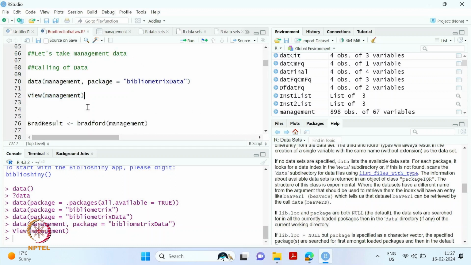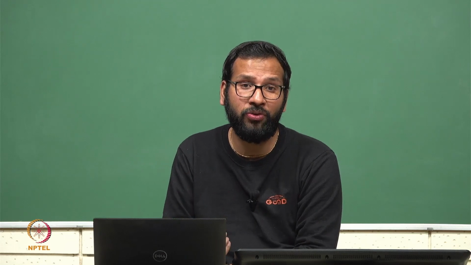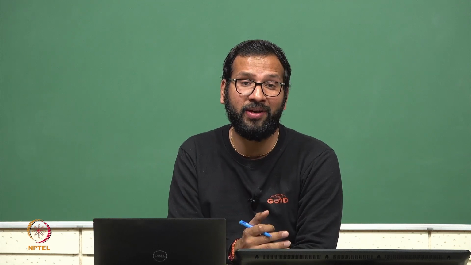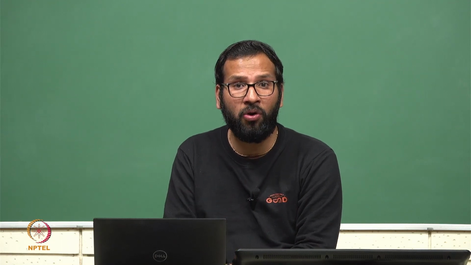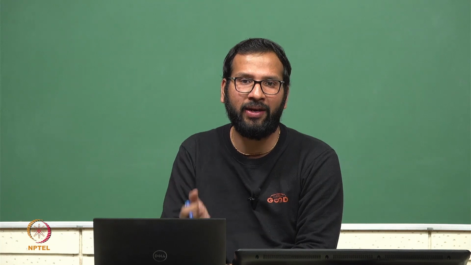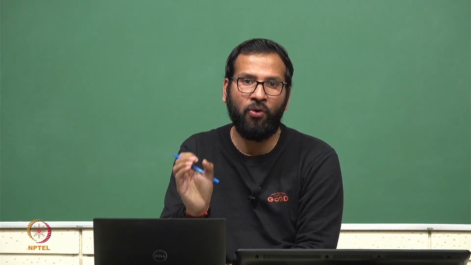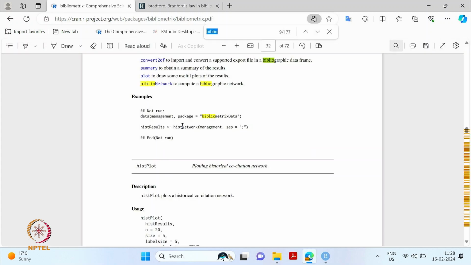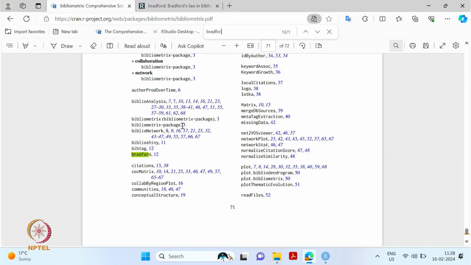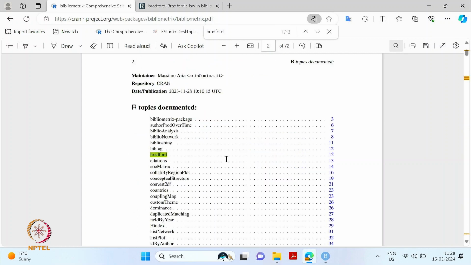After viewing the data set, what do we have to do? Then we will do the analysis. To do the analysis, we must know which function name we have to use, the way we have searched for the maximum, minimum and all. Each package has its own documentation, and there they declare that you have to call this function name for doing the analysis. For that, if you go to this page, this is the reference manual, and if you write here Bradford, it's on the 12th page.